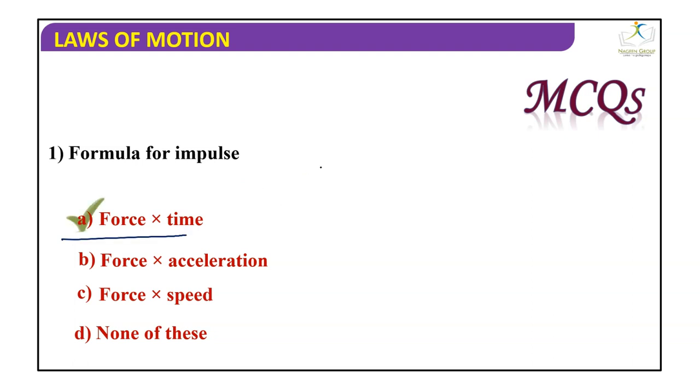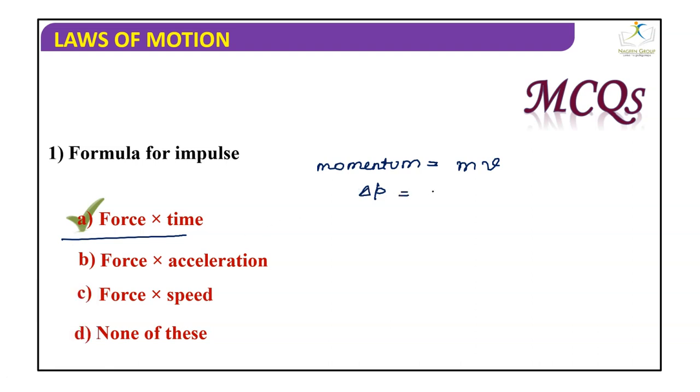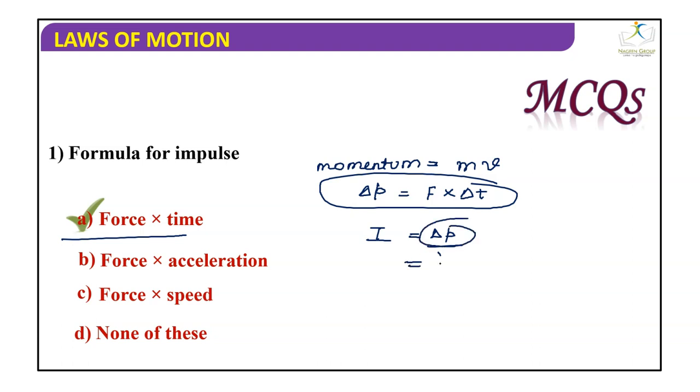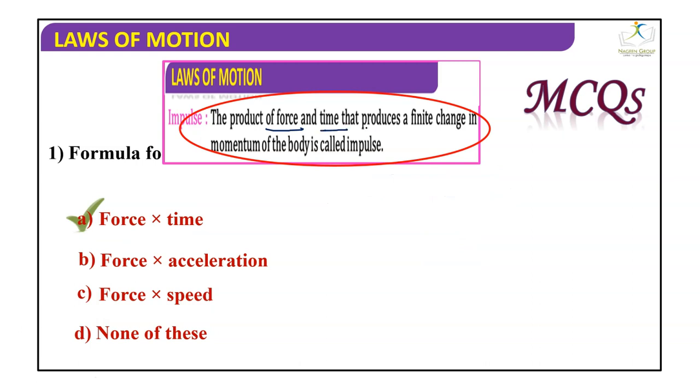As I told you earlier, what is the meaning of momentum? The formula for momentum is P equals M into V, or P equals F into T. Clear? Now it will be good if I write delta P equals F into T, or delta T. Clear? And what is the meaning of impulse? Impulse is nothing but change in momentum. So that will be F into T. As you can see here also, the product of force and time that produces a finite change in the momentum of the body is called impulse.